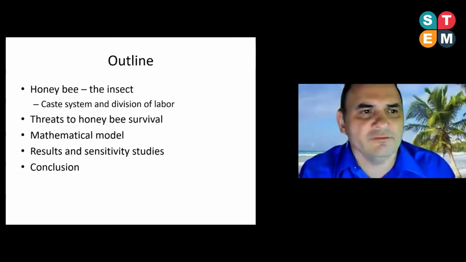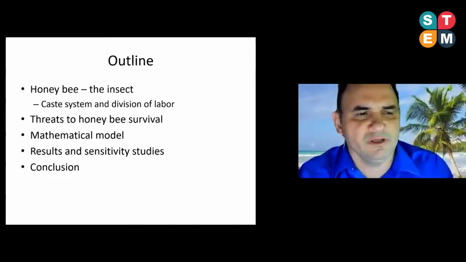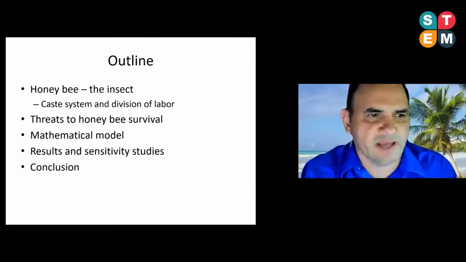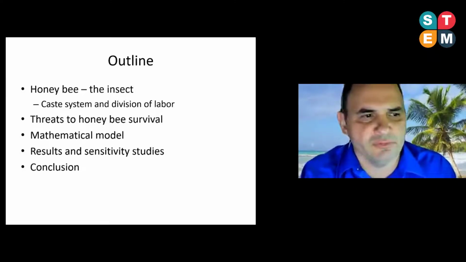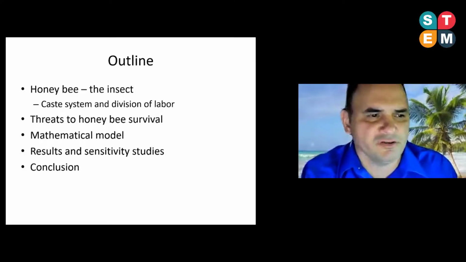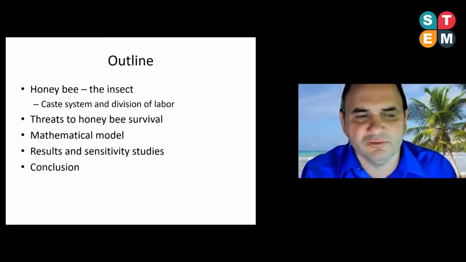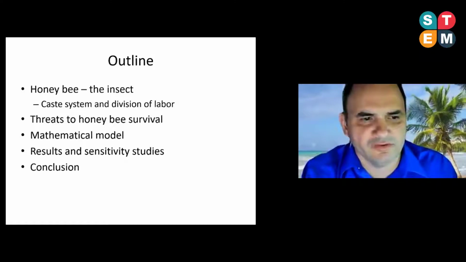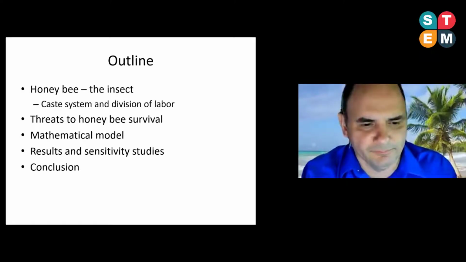In terms of the outline of this talk, I first will discuss the honeybee, the insect, its caste system, and division of labor. Then I will move on to discuss threats to honeybee survival, the mathematical model which we developed, results and sensitivity studies from the model, and finally I will conclude.